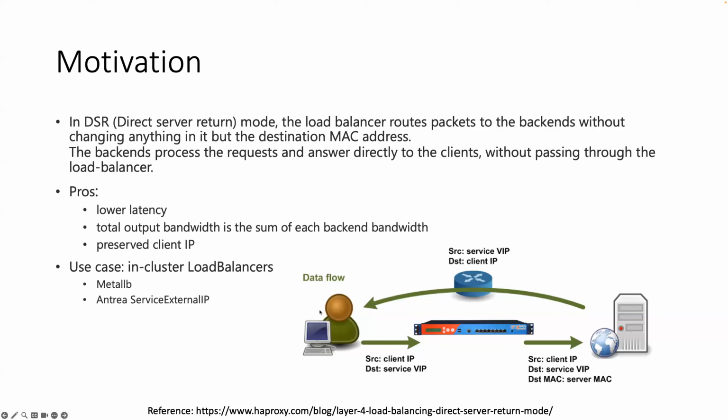And typically, the external load balancer should leverage the external traffic policy mode local to avoid another load balancing in the cluster, by asking the request to be forwarded only to the pods running on the node that receives the traffic.